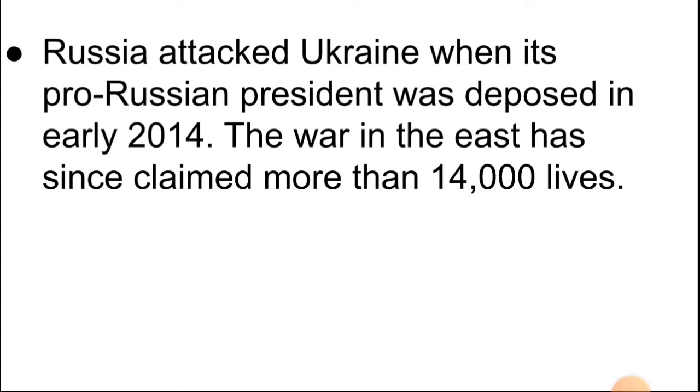Russia attacked Ukraine when its pro-Russian president was deposed in early 2014. That is why Russia attacked Ukraine in 2014 and annexed Crimea and the Donetsk and Luhansk region, which are major industrial regions of Ukraine. The war in the east has since claimed more than 14,000 lives.